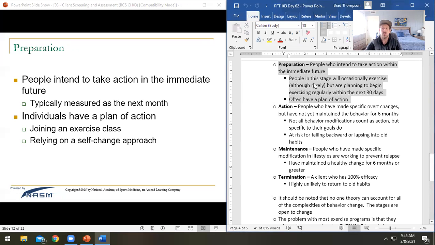And we're like, all right. So people in this stage, they want to become more active within the next 30 days. Generally, these are the people who don't know how to. So your job is basically going to be to get them to commit to something that puts a little bit of pressure on them to show up.